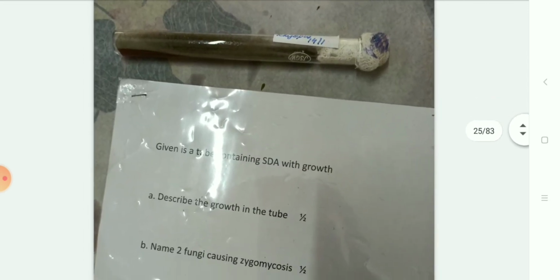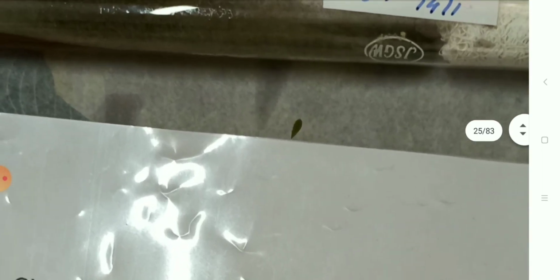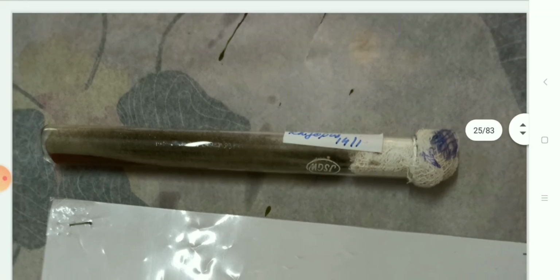And the next slide is a tube containing SDA with growth. Describe the growth in the tube. The growth is characterized by cottony wool. As you can see, the characteristic white cottony wool colonies with tube filling growth. The tube is fully filled with this growth.